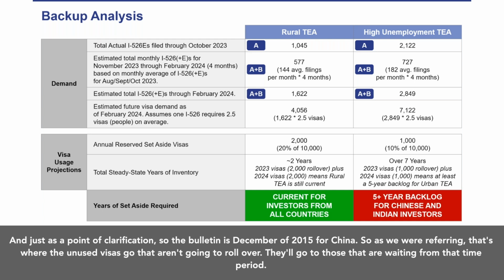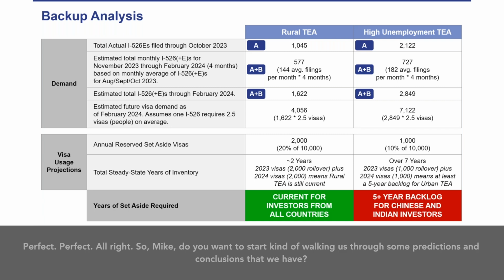And just as a point of clarification, the visa bulletin is December of 2015 for China. That's where those unused visas go that aren't going to roll over. They'll go to those who are waiting from that time period. Perfect.